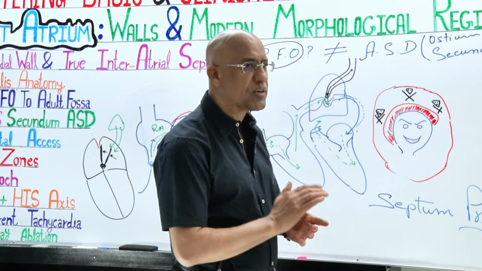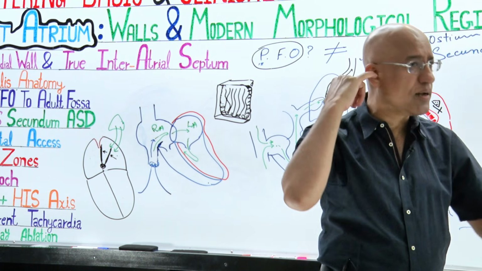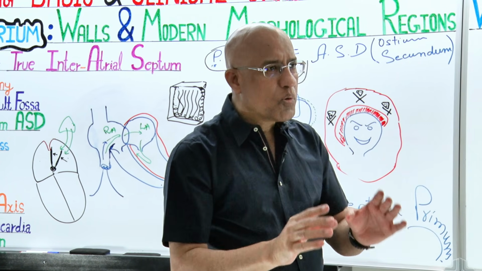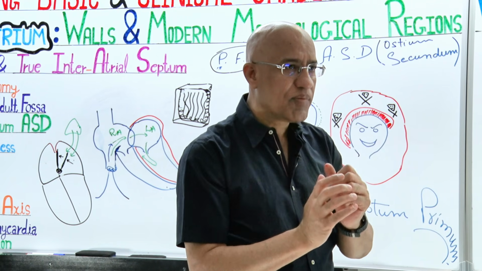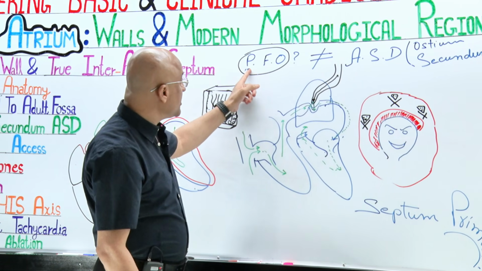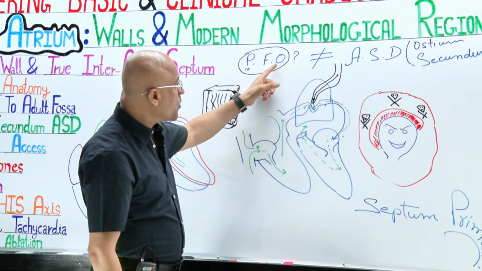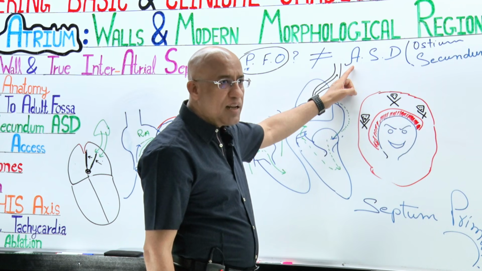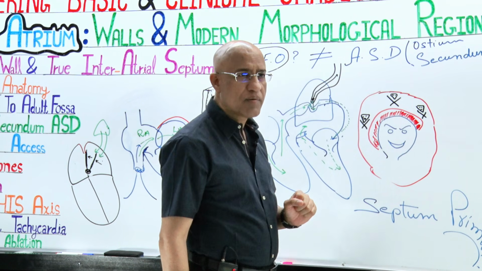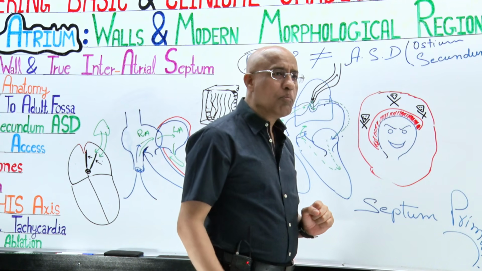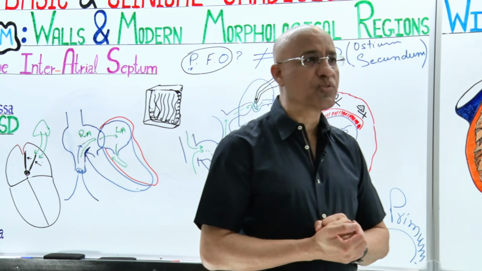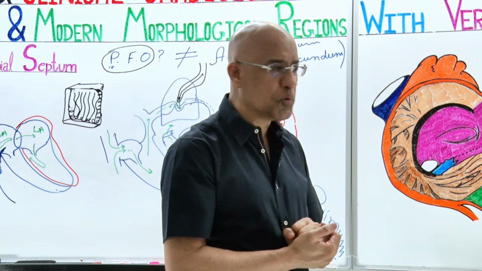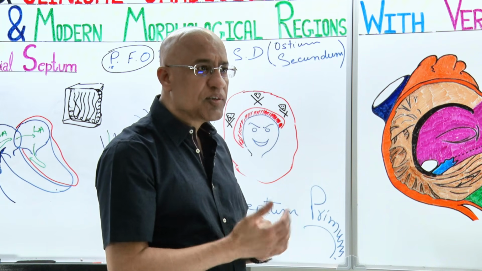There are many types of atrial septal defects. We will have a full lecture on atrial septal defects. But now, I just want to make something clear, how patent foramen ovale is different from atrial septal defects. The most common atrial septal defect, about 70 to 80%, is ostium secundum. Most common is ostium secundum.